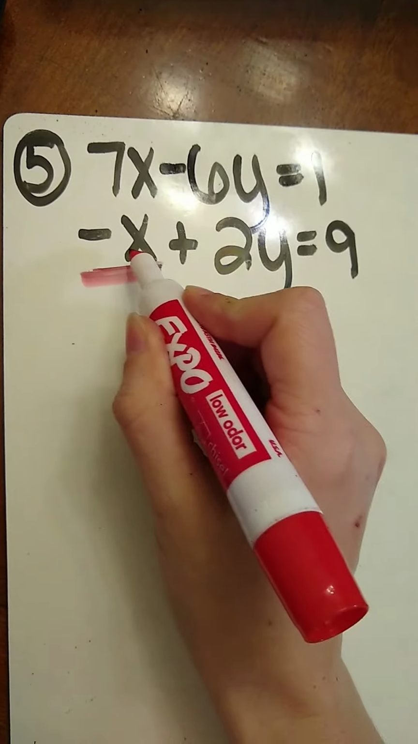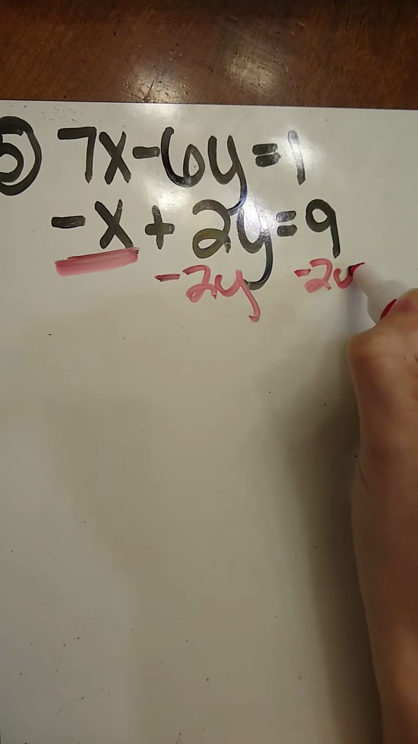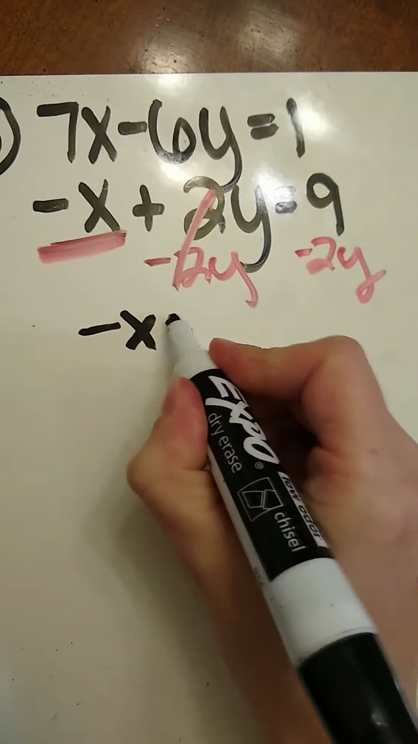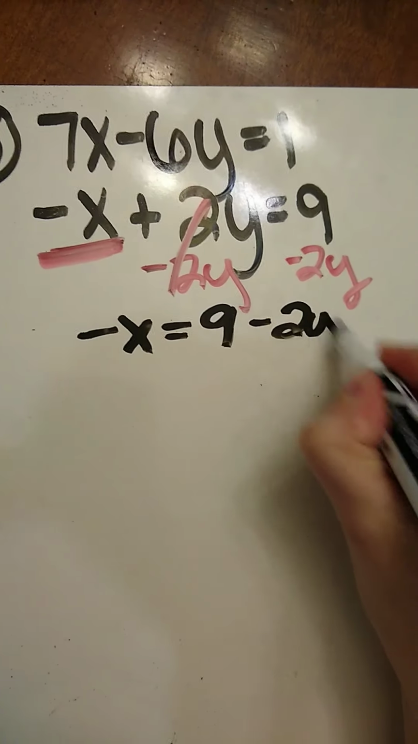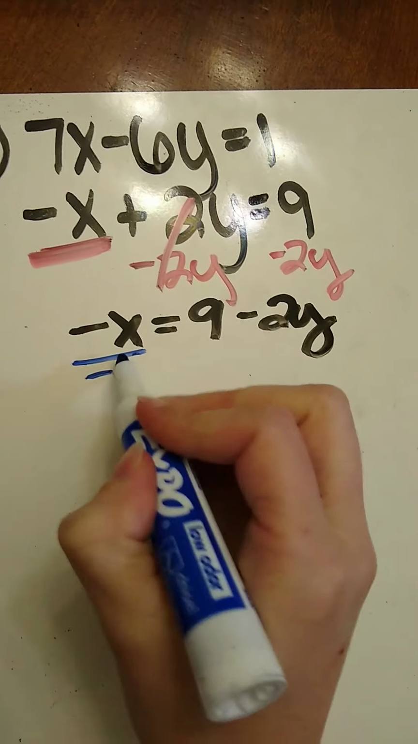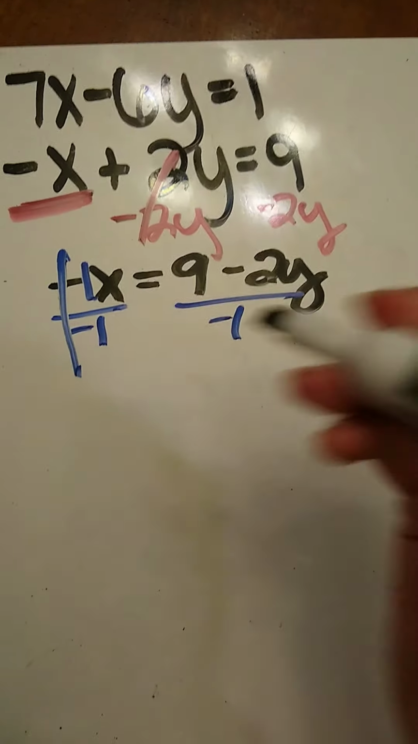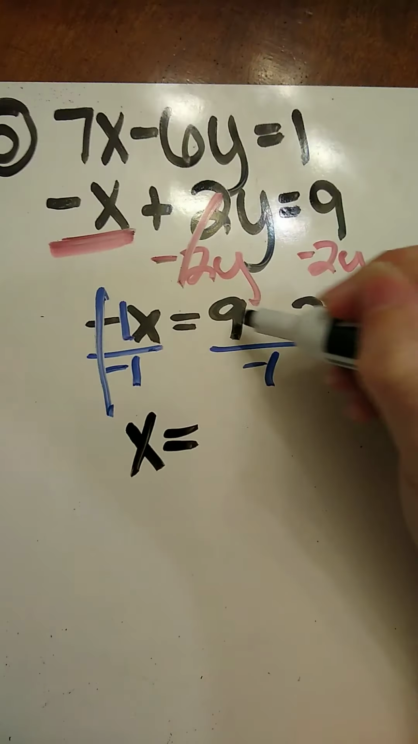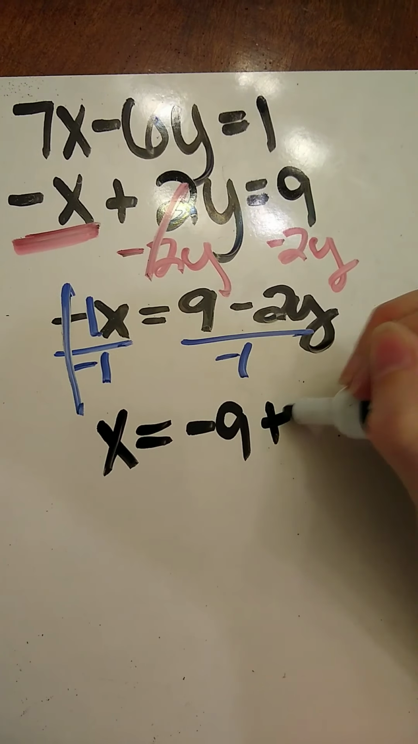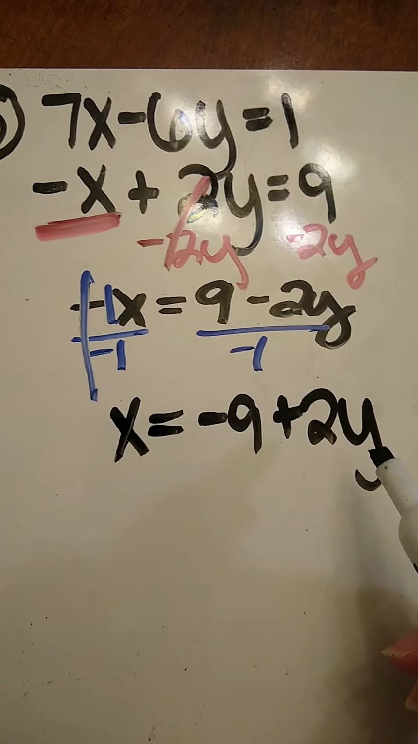If I want to get x by itself, that means that the 2y's got to go. So I'm going to subtract 2y on both sides. So I've got negative x is equal to 9 minus 2y. Got to get x totally by itself, which means I need to divide by negative 1 on both sides. So that's gone now. So I've got x equals 9 divided by negative 1 is negative 9. Negative 2 divided by negative 1 is positive 2y. So now my system is x equals negative 9 plus 2y.